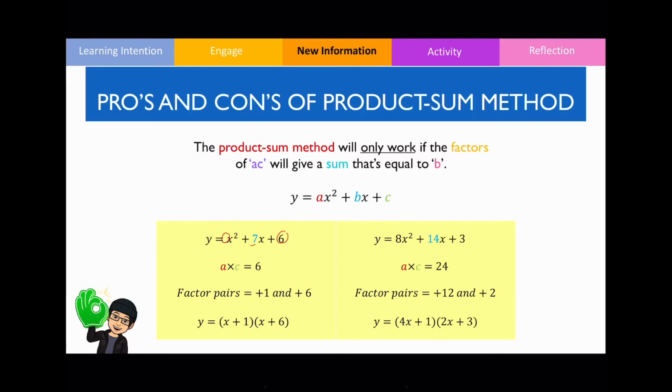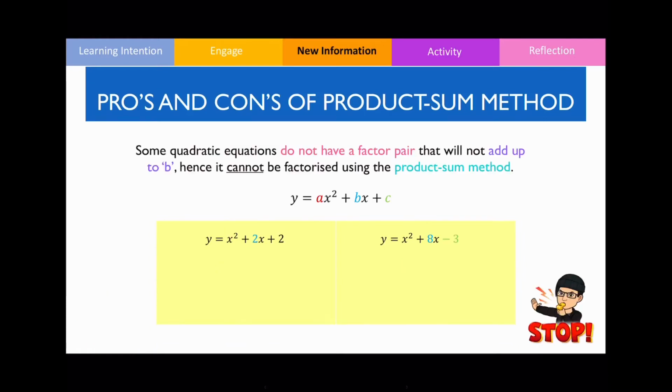Now, on the next slide, I'm going to show you examples where the product sum method doesn't actually work. Some quadratic equations do not have a factor pair that will add up to the middle term, so b in this case. As a result, you are unable to use the product sum method. So let's look at the first example. Y is equal to x squared plus 2x plus 2. In this case, AC is equal to 2.